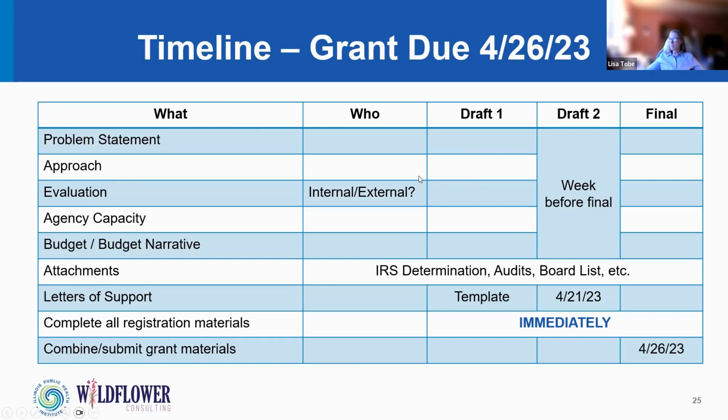The other thing that I would point out as we go down here is I'm always looking for the things that I can do right away. So in this case, one of the things I can do right away is look at the attachments. What attachments do I need to put in here? Often it's the IRS determination letter, the audit, the board list, etc. I go ahead and put those aside and work on other things.